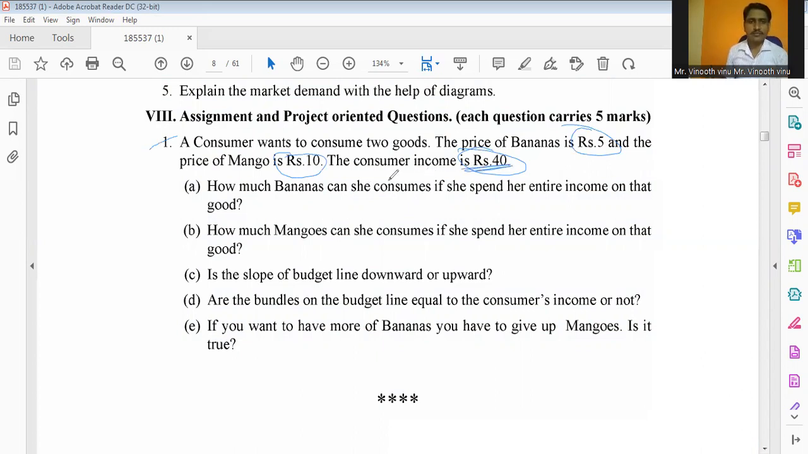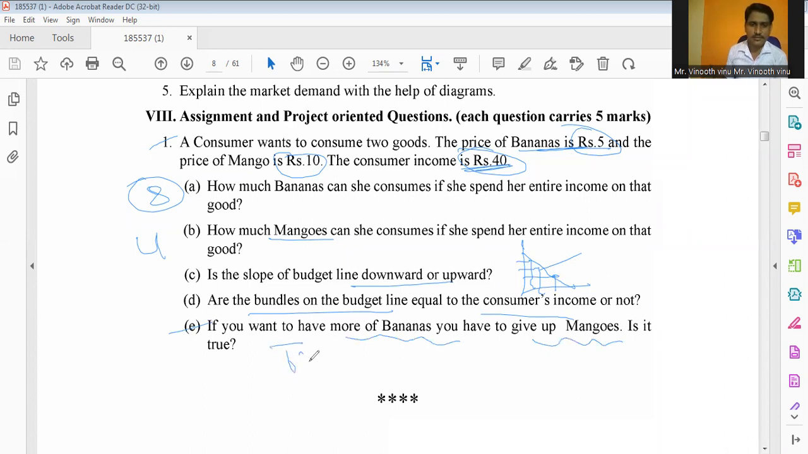40 rupees is income. Banana price is 5 rupees. How much bananas can she consume? 8 bananas. How many mangoes? 4 mangoes. Is the slope of the budget line downward? Yes, it is like this. Therefore, it is downward sloping. Are the bundles on the budget line equal to the consumer's income? Yes, everything is spent by the consumer. If you want to have more bananas, you have to give up some mangoes. Is it true? Yes, it is true.